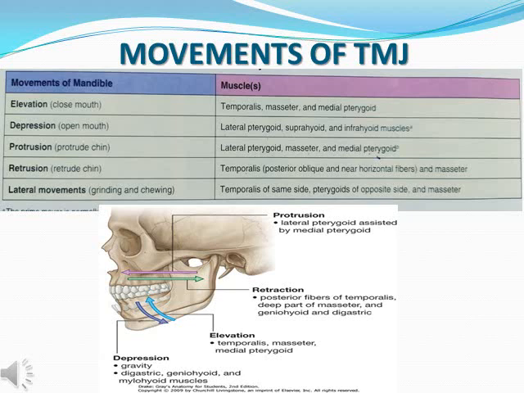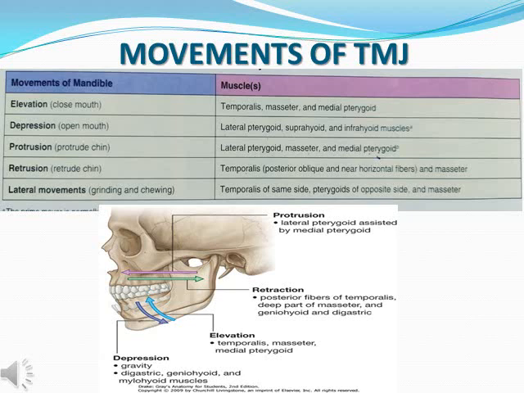Elevation is closure of mouth. It is the action of temporalis, masseter and medial pterygoid. Depression is opening of mouth. Mainly it is caused by lateral pterygoid, suprahyoid and infrahyoid muscles. Protrusion is caused by lateral pterygoid, masseter and medial pterygoid.